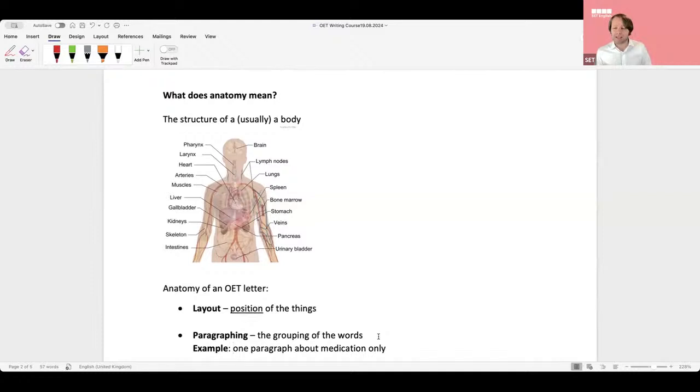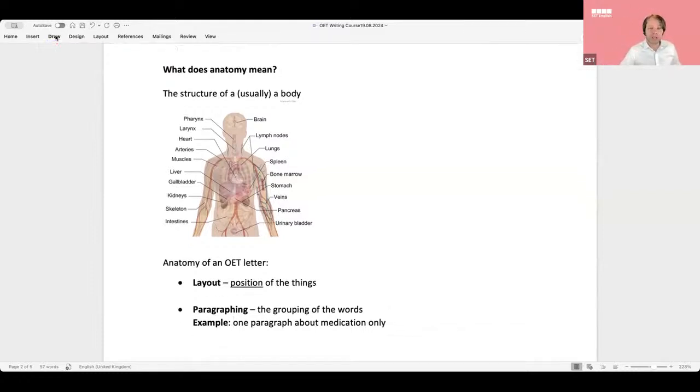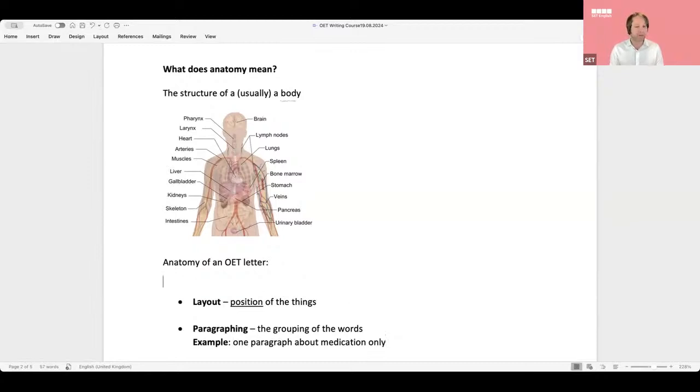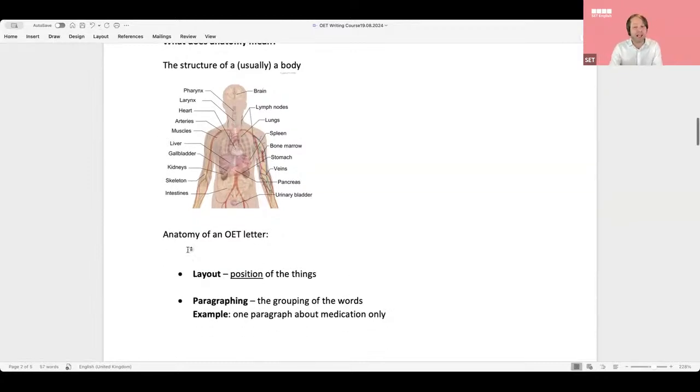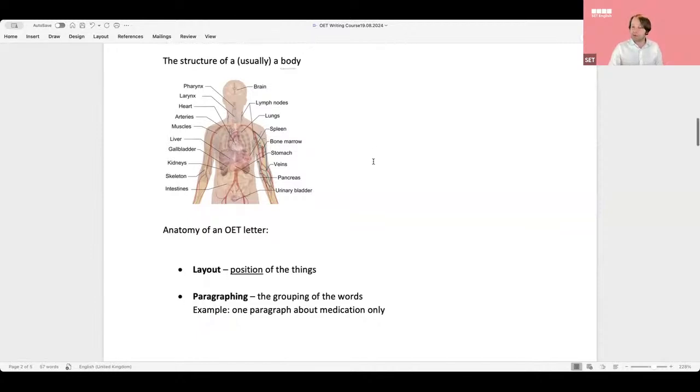This is the first class. This week we'll be looking at lots of different things connected with how to write an OET letter. But today we're focusing on the anatomy of a letter, which to me just means layout, and it means paragraphing. So let's get started with this layout of a letter. I'm going to show you a letter. Is everyone ready if I show you a letter?